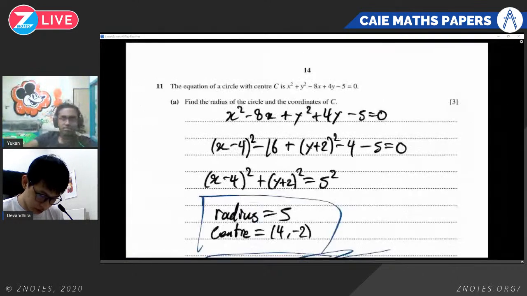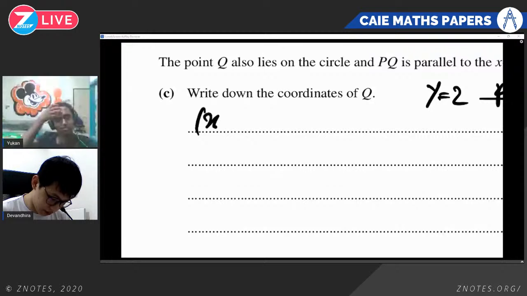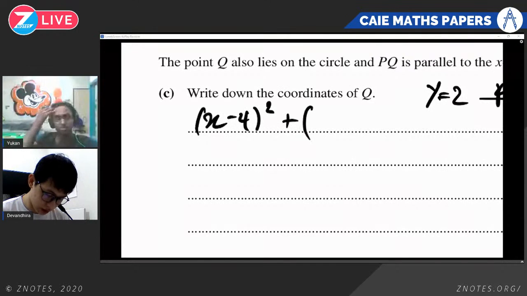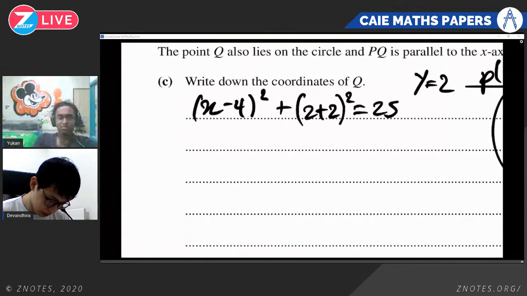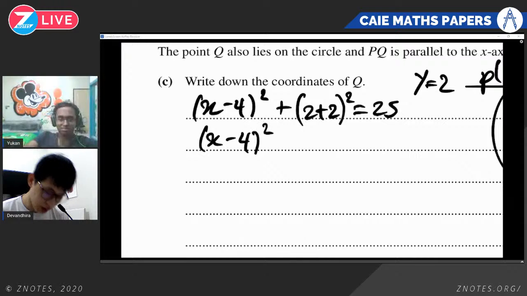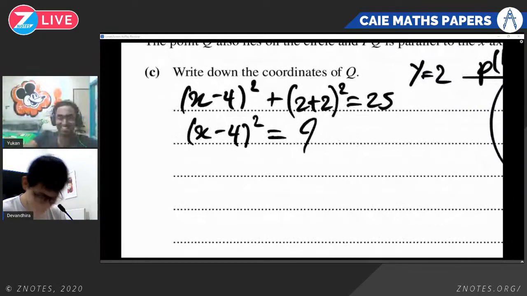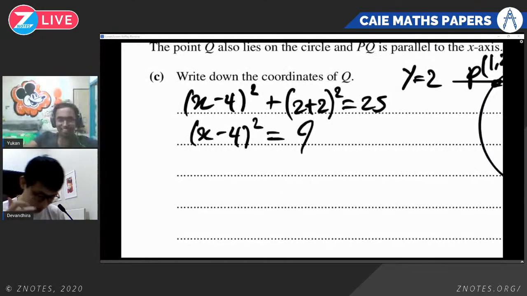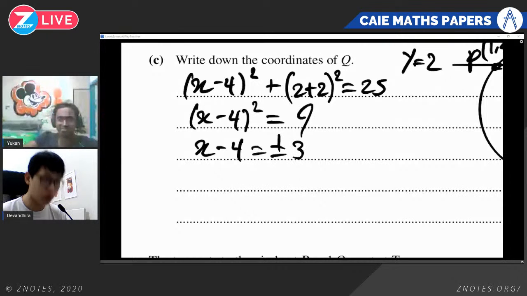Exactly. So let's do that. Let's use this one right here. So we have x minus 4 squared plus 2 plus 2 squared equals 25. Right. So let's solve that. 25 minus 16 is 9. Sorry, I'm so sorry. My mental math is becoming bad. Oh my god. Right, we can square root both sides. Don't forget the plus minus. So we have x minus 4 equals plus or minus 3. We have two situations.